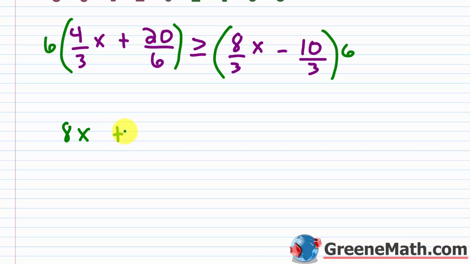Then plus 6 times 20 over 6. The 6's would cancel. You just have 20. Then you would have a greater than or equal to 6 times 8/3 x. 6 would cancel with 3 and give me 2. 2 times 8 is 16. So this is 16x. And then minus 6 times 10/3. 6 would cancel with 3 and give me 2. 2 times 10 is 20.